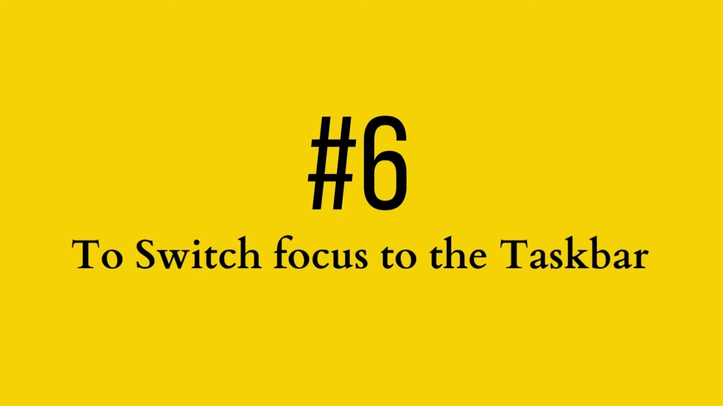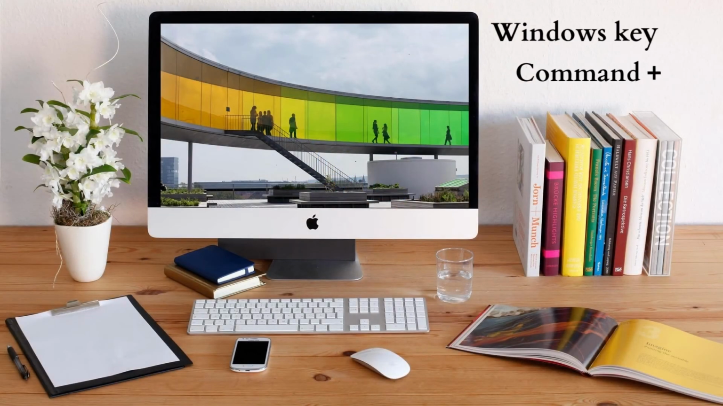Number 6. To switch focus to the taskbar, press Windows key plus T in Windows and Command plus T for Mac users. When the Windows key is pressed along with the letter T key on your keyboard, you can directly switch focus to the taskbar at the bottom left corner. This way, you can move right, left, up, and down using your arrow keys to switch between different programs that are running, such as Chrome, MS Word, Note Tab Lite, etc.